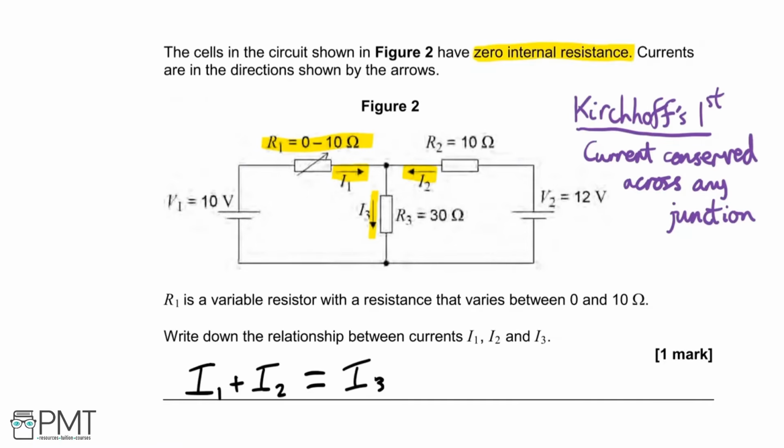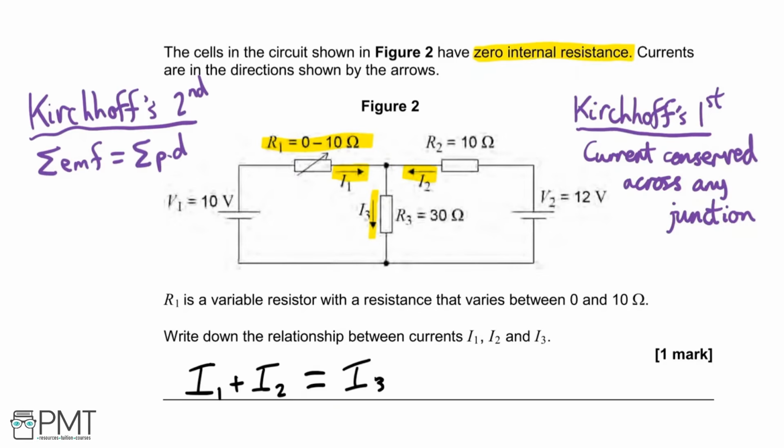Now, according to Kirchhoff's second law, in a closed loop the net PD is going to be 0. The sum of the EMFs has to be equal to the sum of the PDs. So if we just write that down as well. So we can see that actually the potential difference across resistor 3 would therefore be 10 volts also.